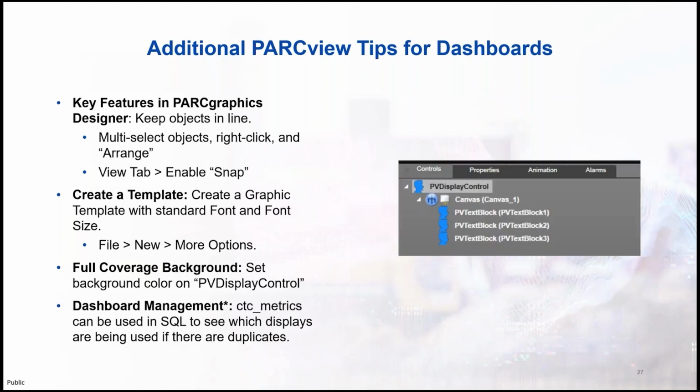Next is what I call full coverage background. So you may have seen a graphic that has white bars on the side. Now, in order to get rid of those, you actually need to set the PV display control background instead of the canvas background. To do this, you go to the control section, select PV display control, and then go to properties and set the background there. This will make the entire graphic background what you want it, and you'll no longer have those white bars.